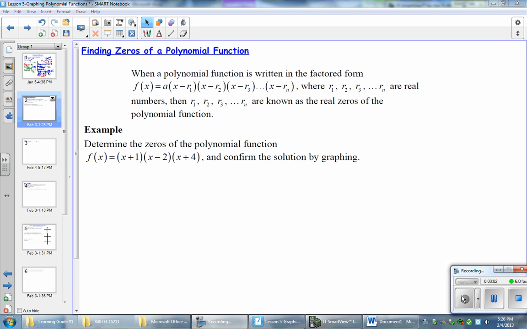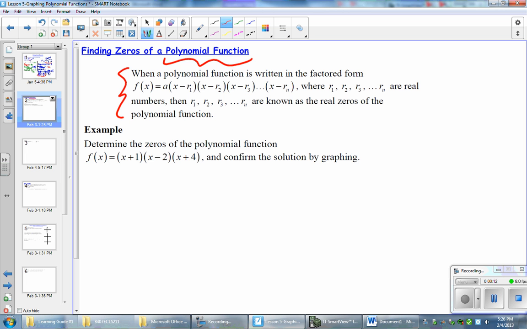In this lesson, I'm going to teach you how to identify the zeros of a polynomial function when it's written in its factored form. So let's take a look at this paragraph that I have here. When a polynomial function is written in factored form, so this is the general factored form right here, where R1, R2, and so on are real numbers, then R1, R2, and so on are known as the real zeros of the polynomial function. Now, as you know, in 20-1 or 20 pure, the zeros are also the x-intercepts of your graph.